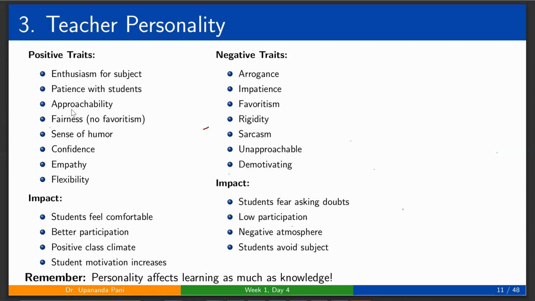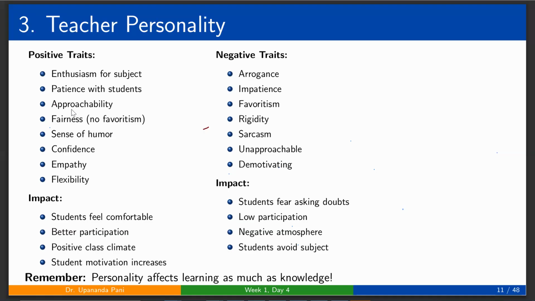Now let's look at the negative traits or qualities of teacher personality. Arrogance, meaning I know everything, no one knows anything. Then impatience, favoritism, rigidity, sarcasm, unapproachable, demotivating. So these are the negative qualities of a teacher personality.